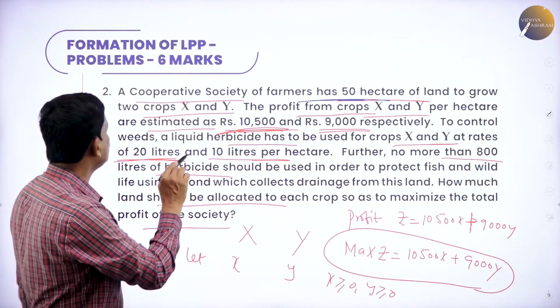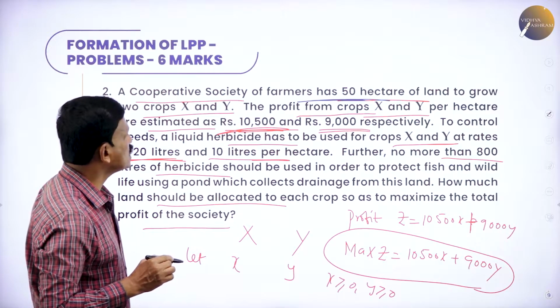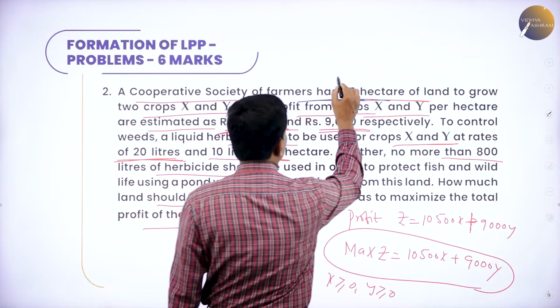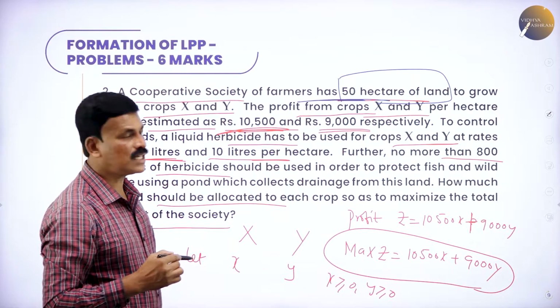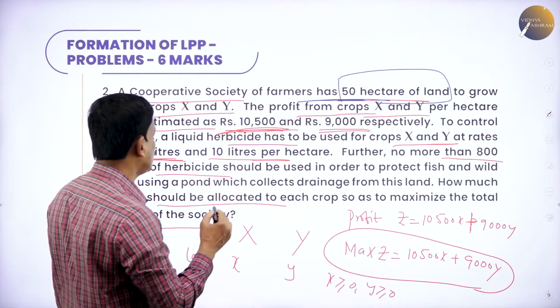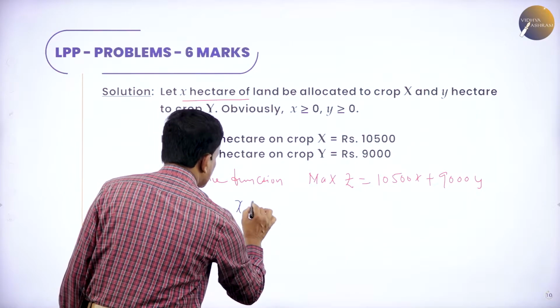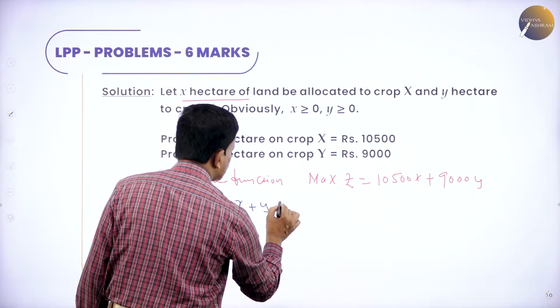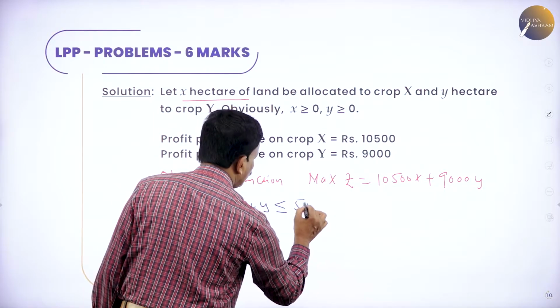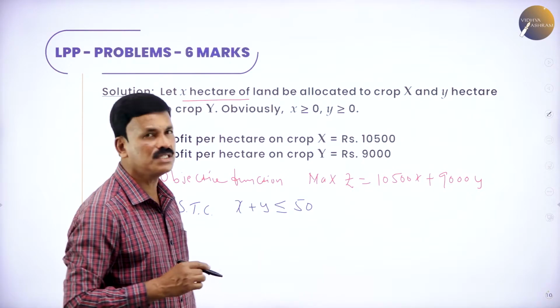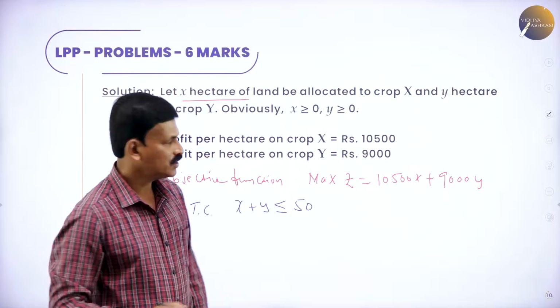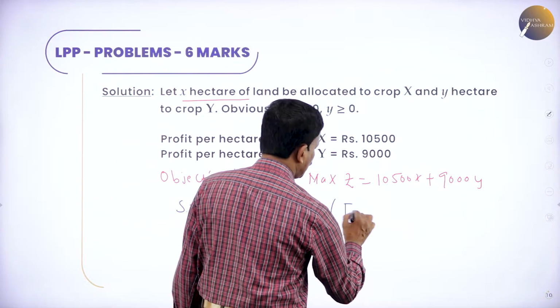A cooperative society of farmers has 50 acres of land. So here, what is the availability of land? That is 50 acres. It has only 50 acres of land. Therefore x plus y is less than or equal to 50. This is the availability of land.